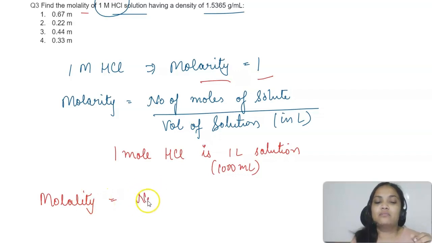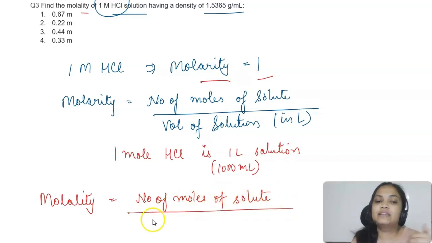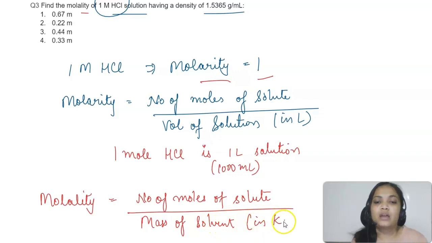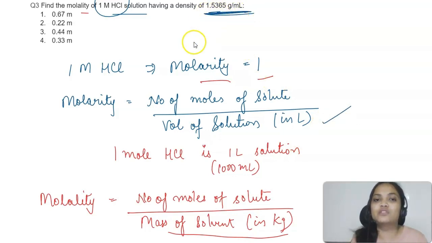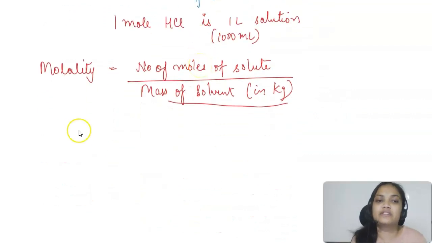Molality is the number of moles of solute, which we already have, 1 mole, present per kg of solvent. So we need the mass of solvent in kilograms. We have to find the mass of solvent to find the molality. We have been given the volume of solution, but there is something else given to us, which is density, 1.5365.